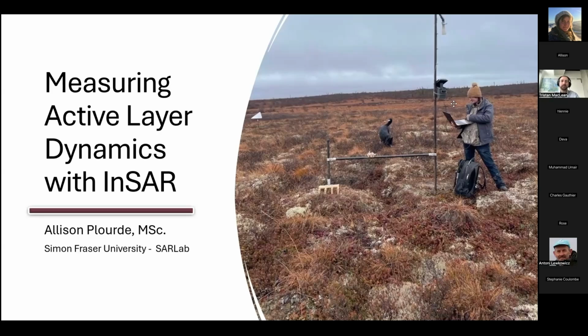Having spent 7 years living in the Yukon, Allison came well prepared for the challenges of working in the North. She's eager to apply her skills in remote sensing to research that feels both scientifically impactful and personally meaningful.